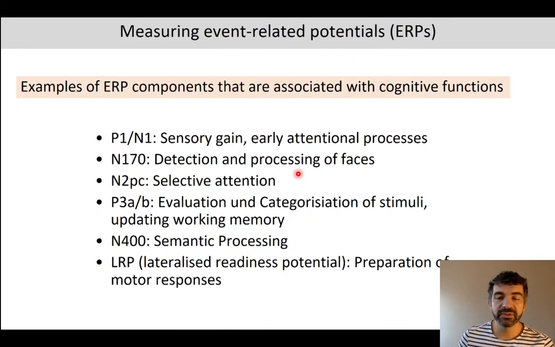So this is just giving you an overview of how different cognitive functions are reflected in the ERP depending on what latency you're looking at, and also these components. It's not really shown here, but these components are most prominent in different areas of the scalp.